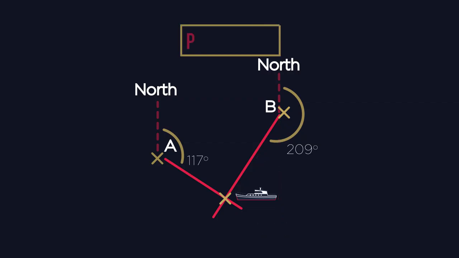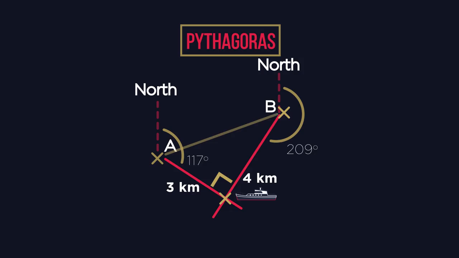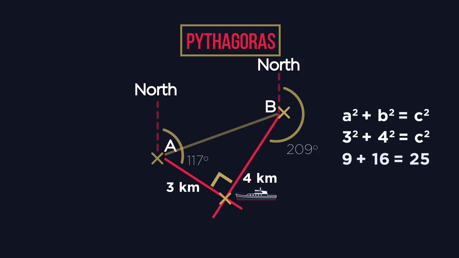We can also apply Pythagoras to this scenario. If we are told town A is 3 kilometers from the ship, B is 4 kilometers from the ship, and their bearings intersect perpendicularly, we can form a right-angled triangle. Pause and see if you can figure out the length of AB. We can then use Pythagoras to determine the distance between the towns is 5 kilometers.